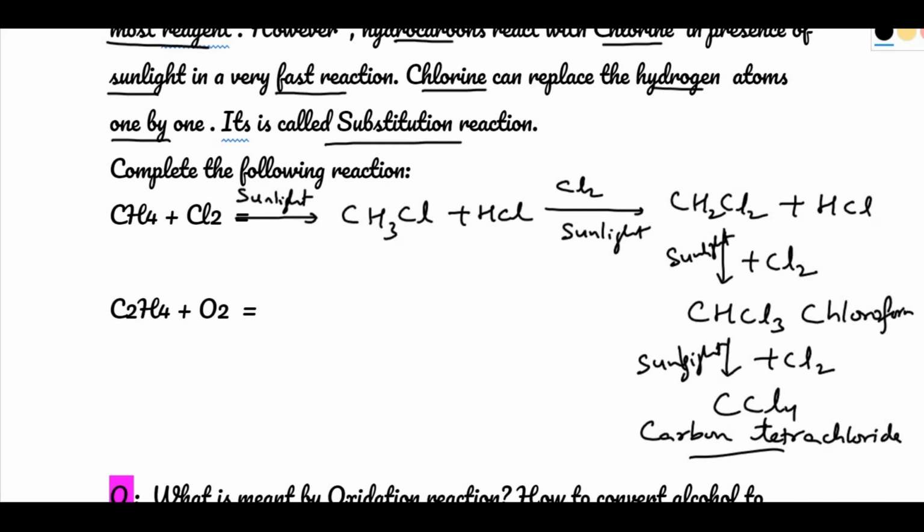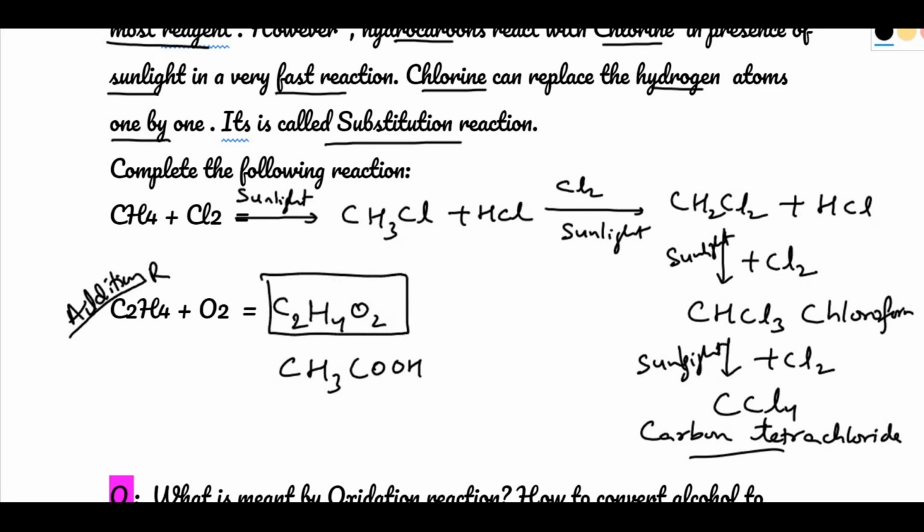Coming to this, this is substitution, but this is the addition reaction. So this is an unsaturated hydrocarbon with oxygen. What does it form? It forms C2H4O2. So what exactly is this compound? This is CH3COOH. So this compound as well as this one is ethanoic acid. This is the addition reaction, addition of oxygen.